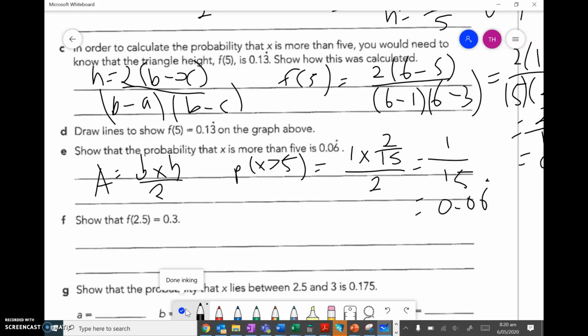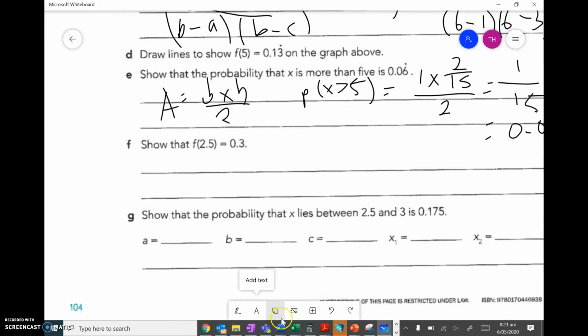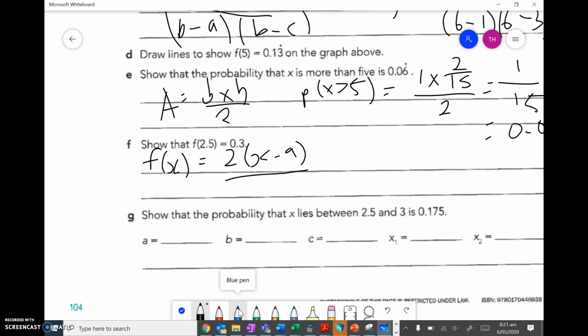Okay, now I'm going to show that f of 2.5 is equal to 0.3. So 2.5 is here. So I'm trying to work out the height there. Now the formula is slightly different in the lower half underneath the mode. So I'll copy it again because I don't remember it off by heart. So f of x, which represents the height, is equal to 2 bracket x minus a over b minus a over c minus a. After doing it a few times, you might start remembering it.